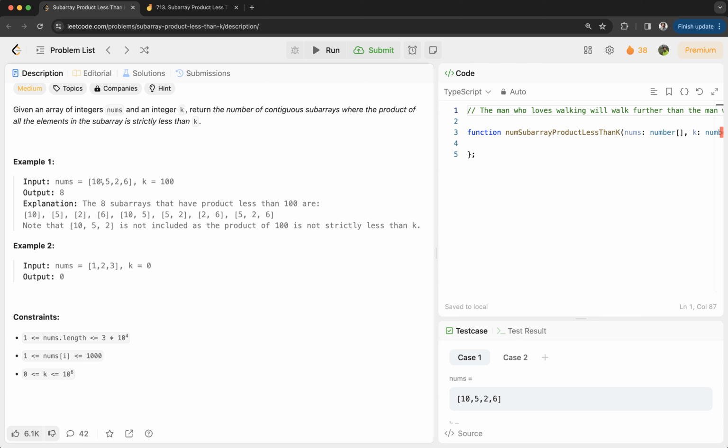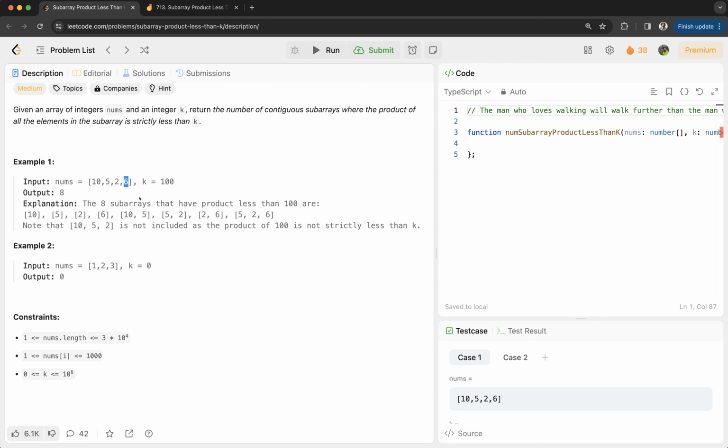If you start at 5, you can end at 5, you can end at 2, and you can end at 6, because that would be 5, 2, 6, which is 60. So there are three of them, so 2, 3, 5. And if you start at 2, you can end at 2, or you can end at 6. So another 2, that would be 7. And if you start at 6, you can only end at 6, and that is 8.